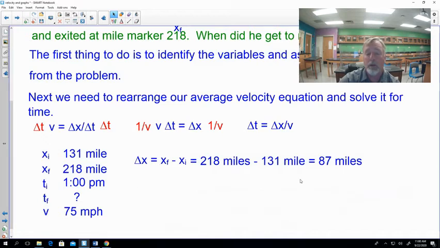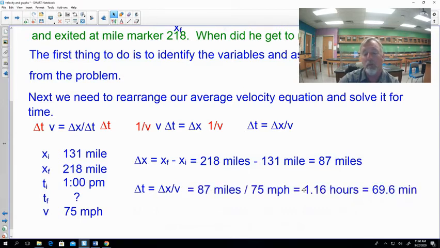Now we can calculate our delta T, because there's nothing to calculate for V. We've been given it. So we use the equation we just rearranged: delta T equals delta X over V. What's that equal to? 87 miles, divided by 75 miles an hour. And we're going to get 1.16 hours, or 69.6 minutes.